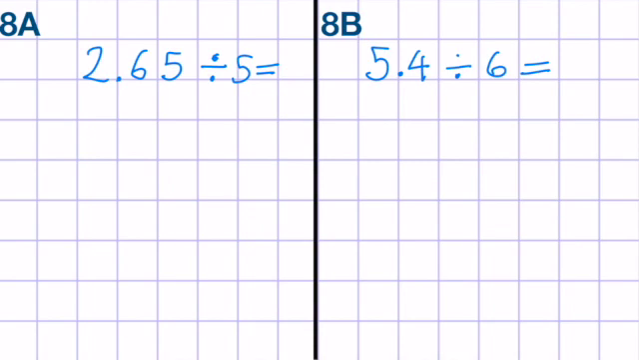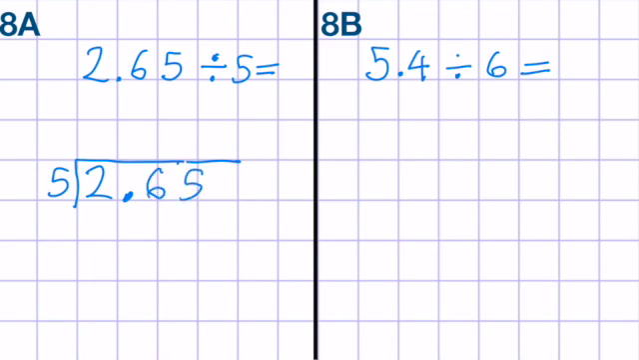For 8a and 8b, you have got a decimal divided by a whole number. So you're going to use the bus stop method and make sure you put in the decimal places. Pause the video. Okay, so 2.65. Let's put our 5 here. 5 goes into 2. And actually, I don't like the way that I've left a space there. Let me just change that.